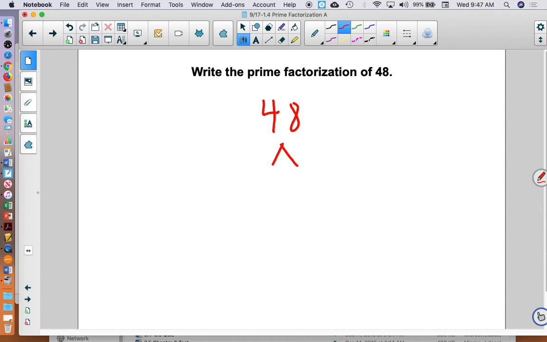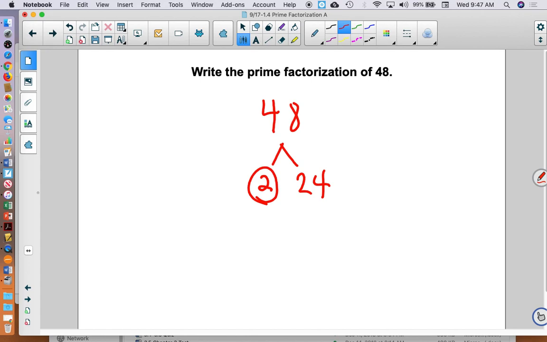Looking at rules of divisibility, what's the first number we're going to check on to see if it's going to go? Macy? 24. 2 times 24. So I look at the 2 first. Is 2 a prime number? Yes. Circle it up. It's a prime piece of fruit there.